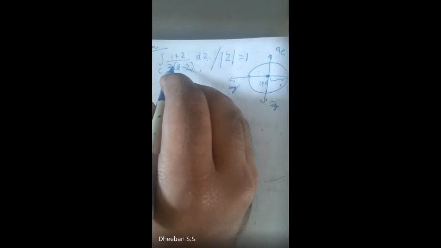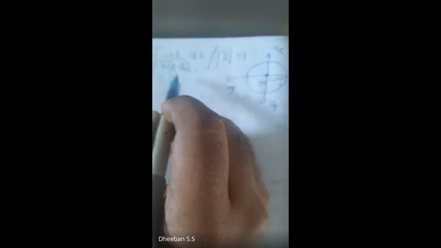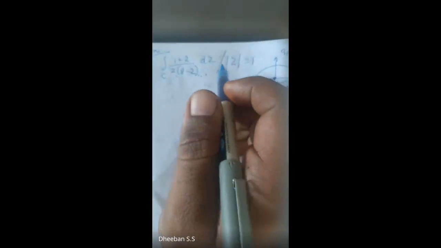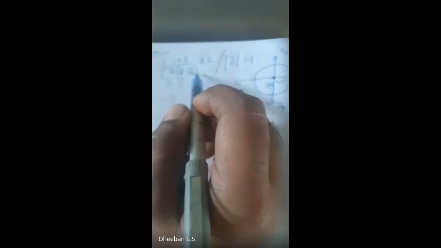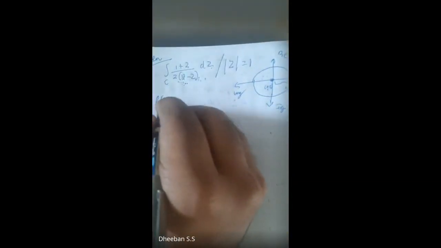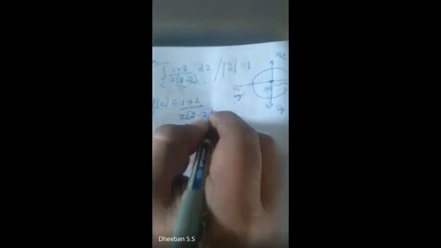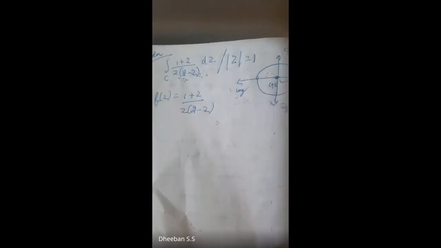Can you give the poles of this function in the chat box? You can just type out the pole values of this function. F of z they have given us is 1 plus z by z into 2 minus z. I am asking a simple control system concept regarding poles and zeros. So what are the poles of this function? Type it in the chat box.